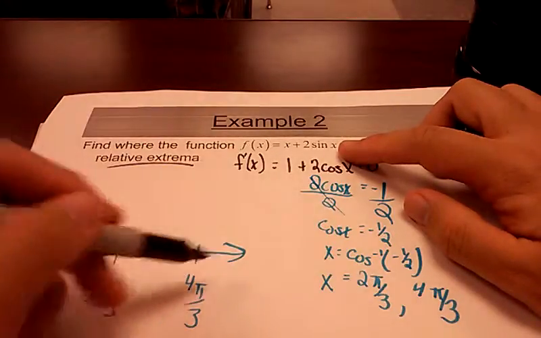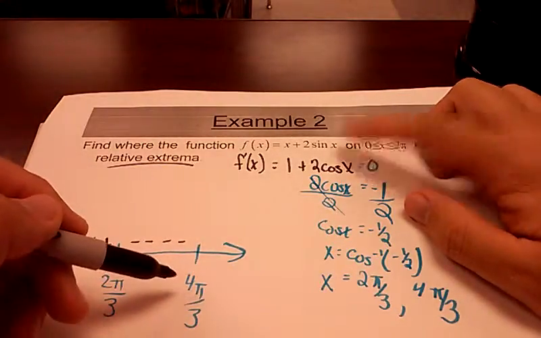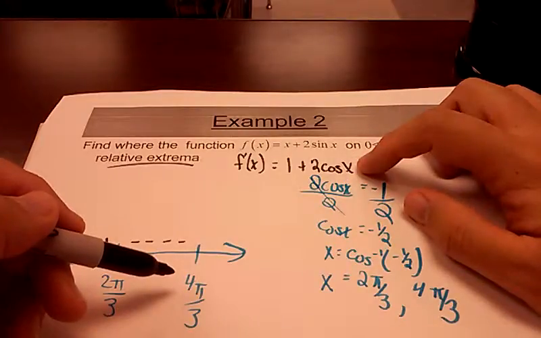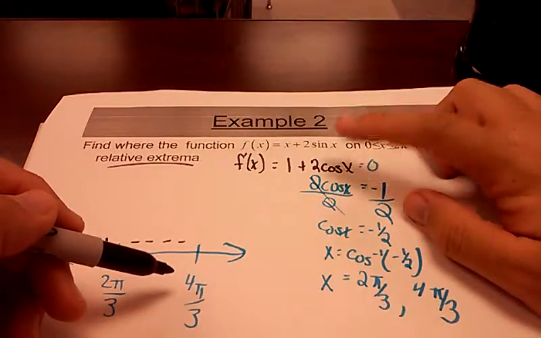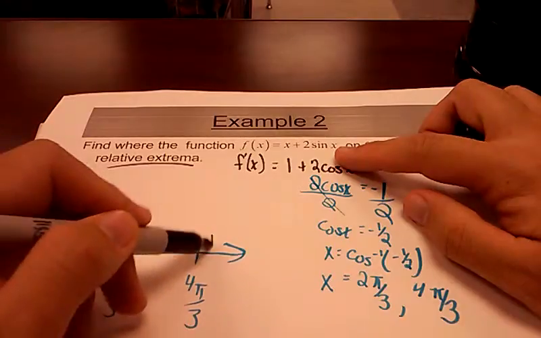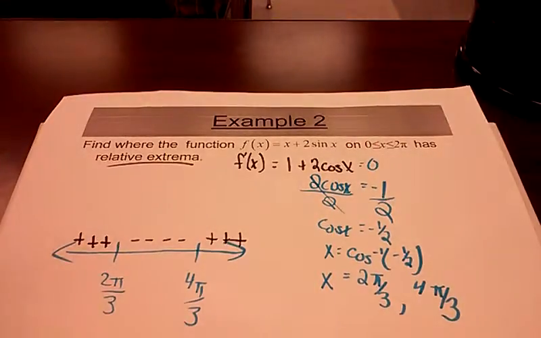And then a value to the right of 4 pi over 3 would be 2 pi. So let's plug in 2 pi. Cosine of 2 pi is 1. 1 times 2 is 2. 2 plus 1 is 3. So that's positive also.